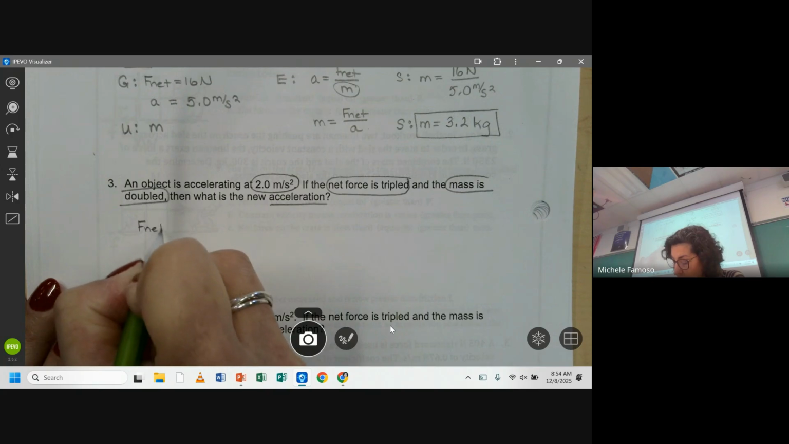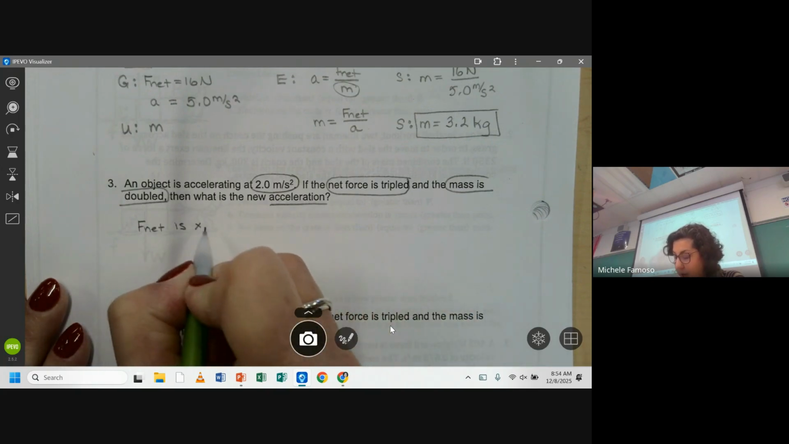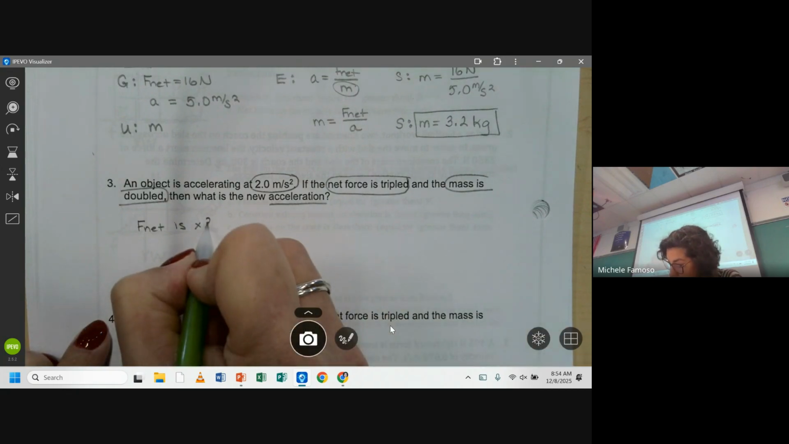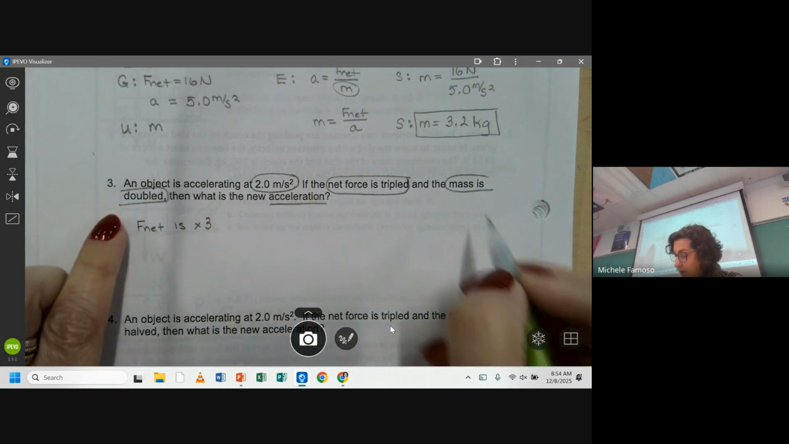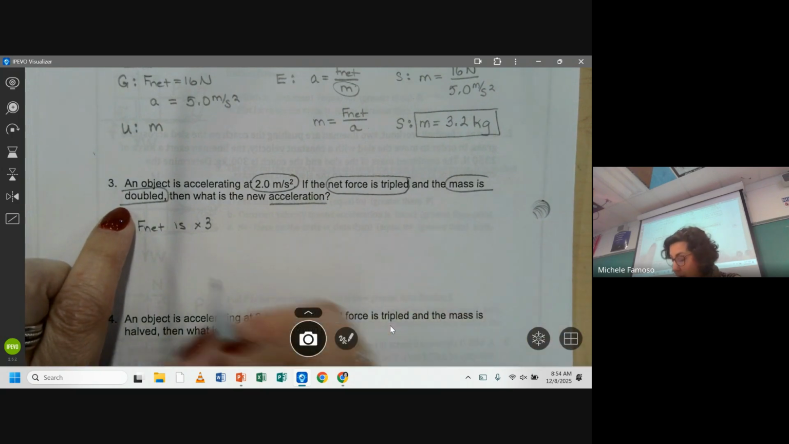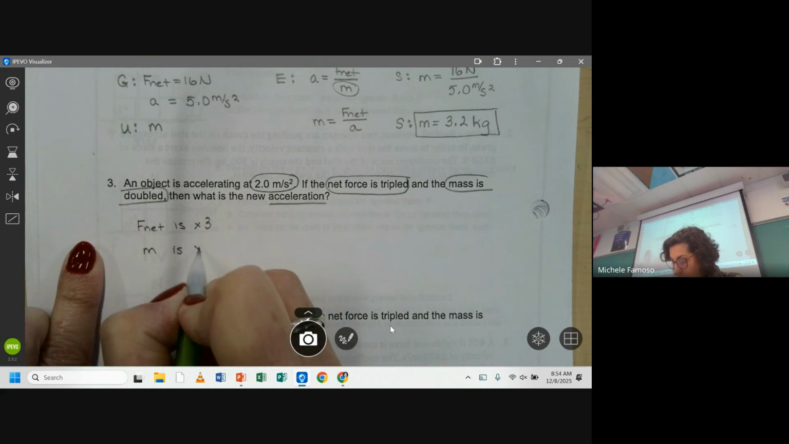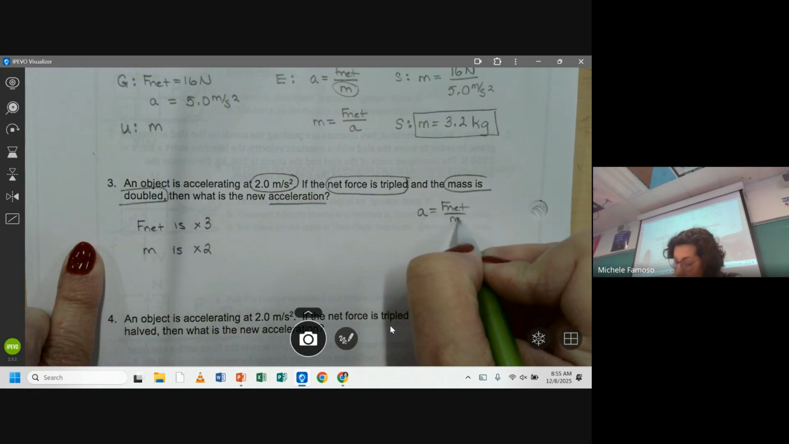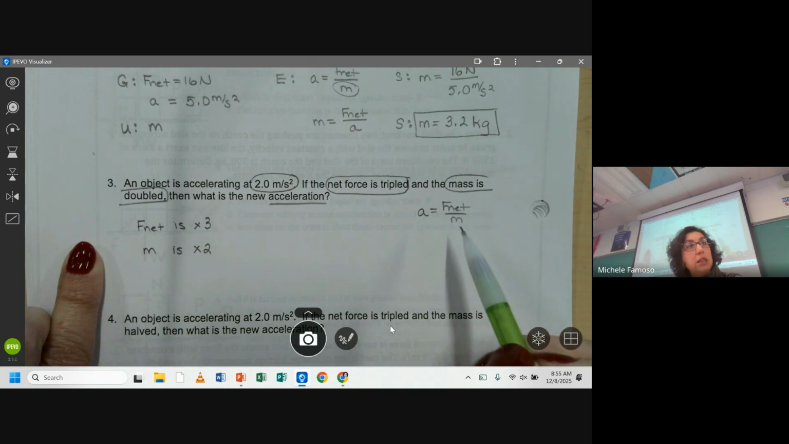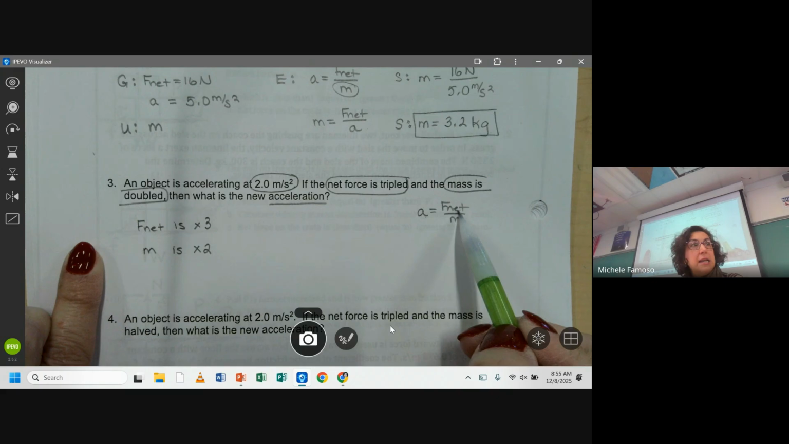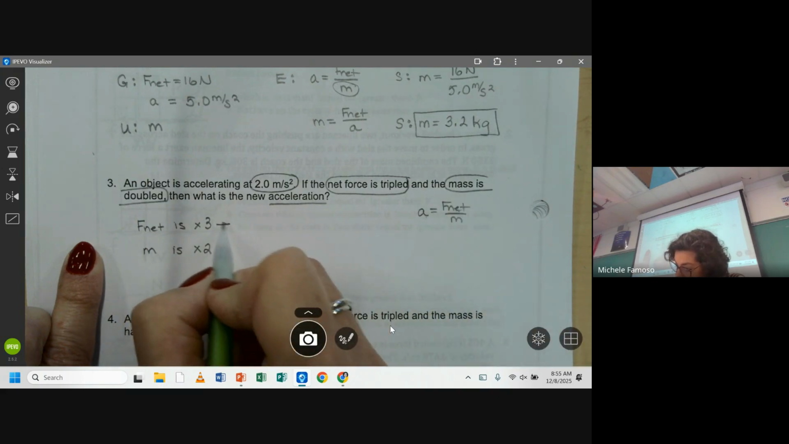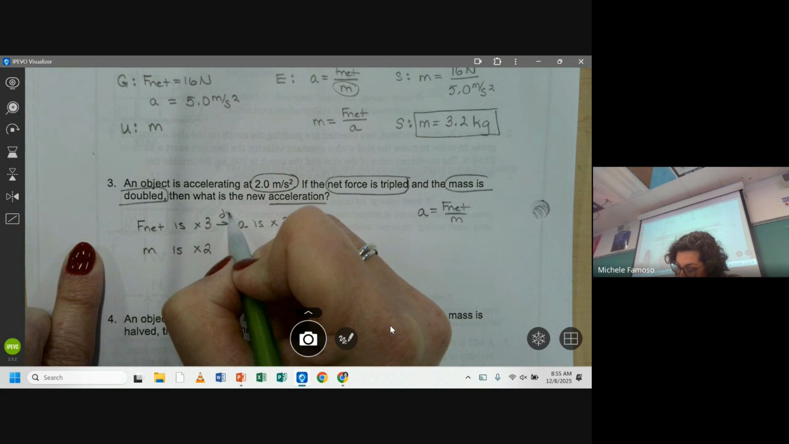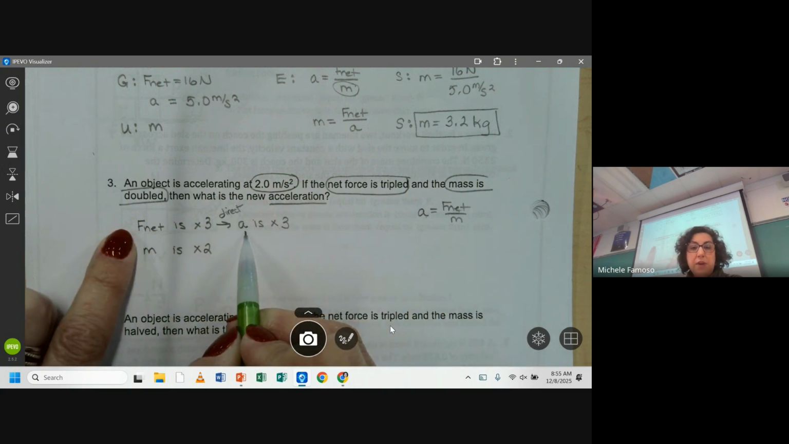They're telling us that the net force is tripled. Shelley, if I triple something, what am I multiplying by? 3. All right. And Khalees, if I am doubling something, what am I multiplying by? Okay. Now let's think about the equation. A is F net over m. Max, what's the relationship between a and F net? Direct. That means a is also going to be multiplied by 3 because there is a direct relationship between F net and a.